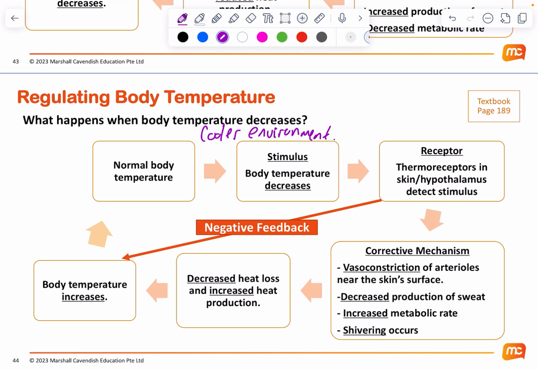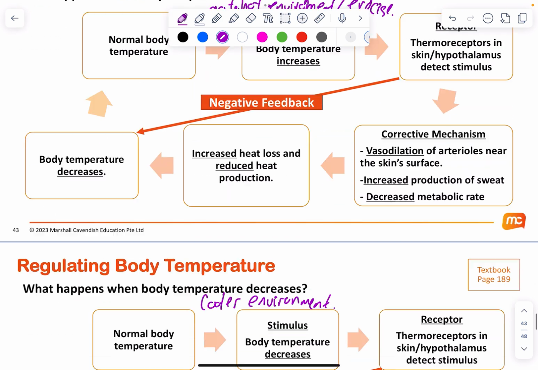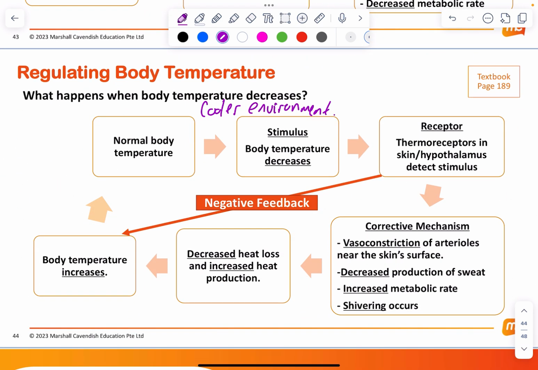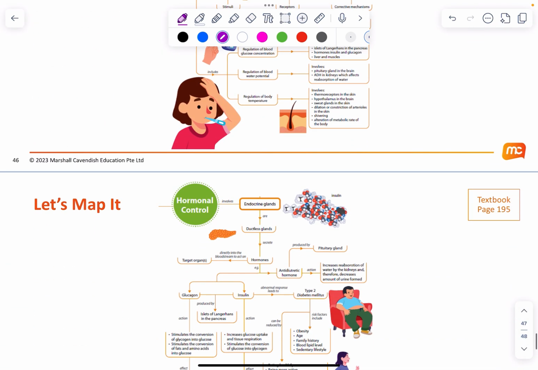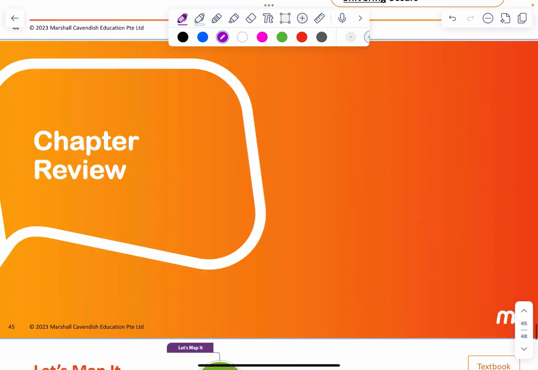So two things are happening here as compared to the other one. The first one is to lose less heat. The second one, because you are carrying out activity, is that you increase heat production. All these together will then cause your body temperature to increase. Then it will go back to the norm again. Okay. So that's it. That's the end of this portion of the chapter.